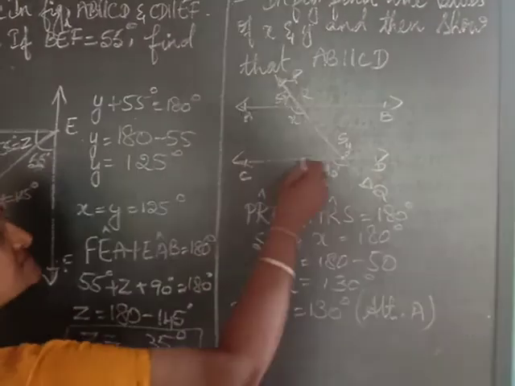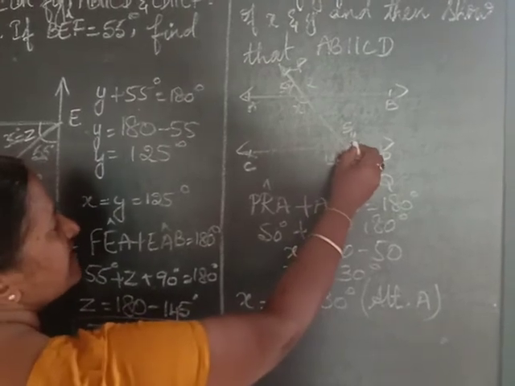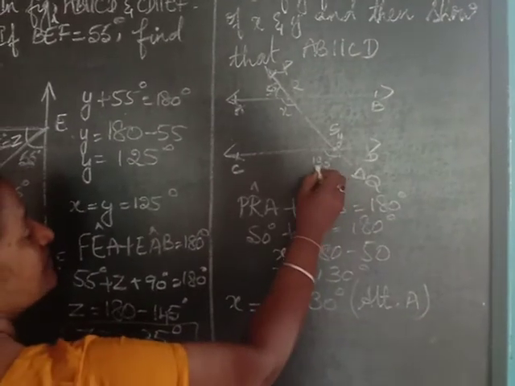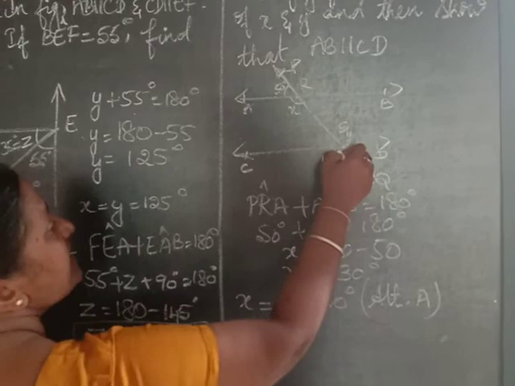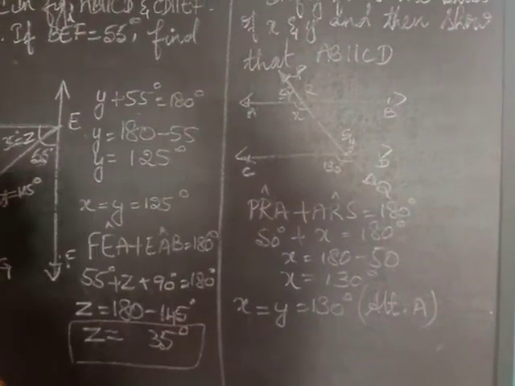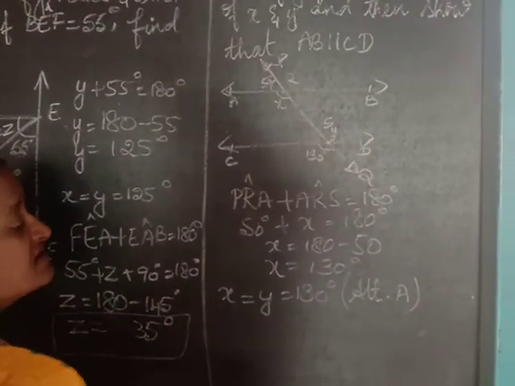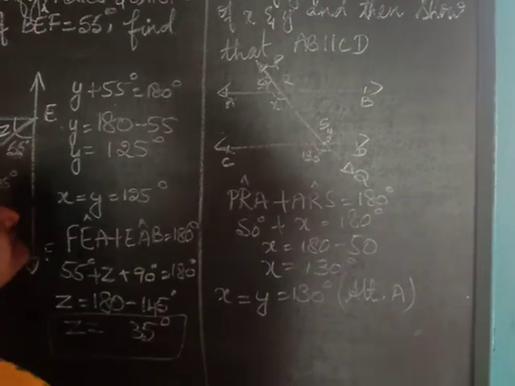See, you can use this concept also. Angle y is equal to 130 degrees, since these two angles are vertically opposite angles. Okay children, so in that way also we can give the answer.